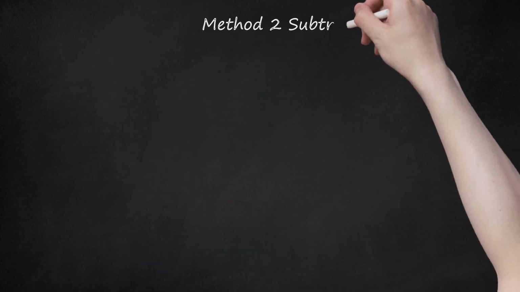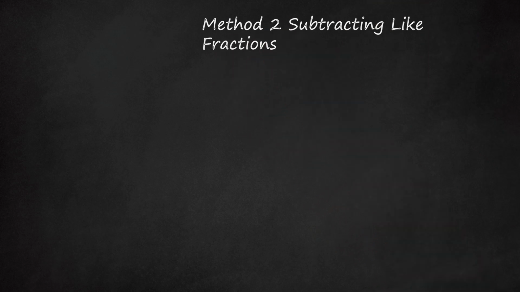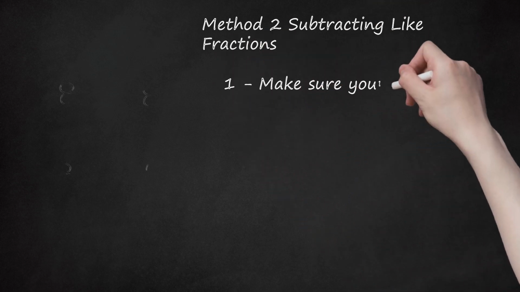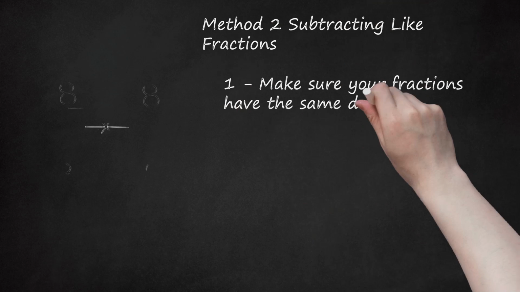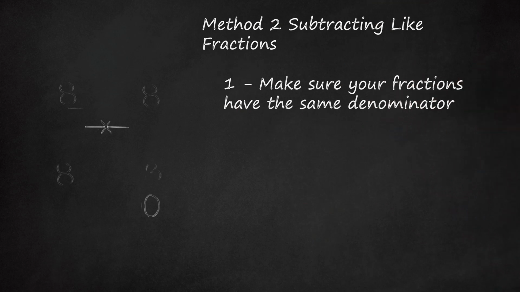Method 2. Subtracting like fractions. 1. Make sure your fractions have the same denominator. As with adding, this method only works if you have like fractions. Like fractions are fractions that have the same denominator, which is the number below the fraction bar. To learn how to subtract fractions with unlike denominators, you can read Add and Subtract Fractions with Unlike Denominators.